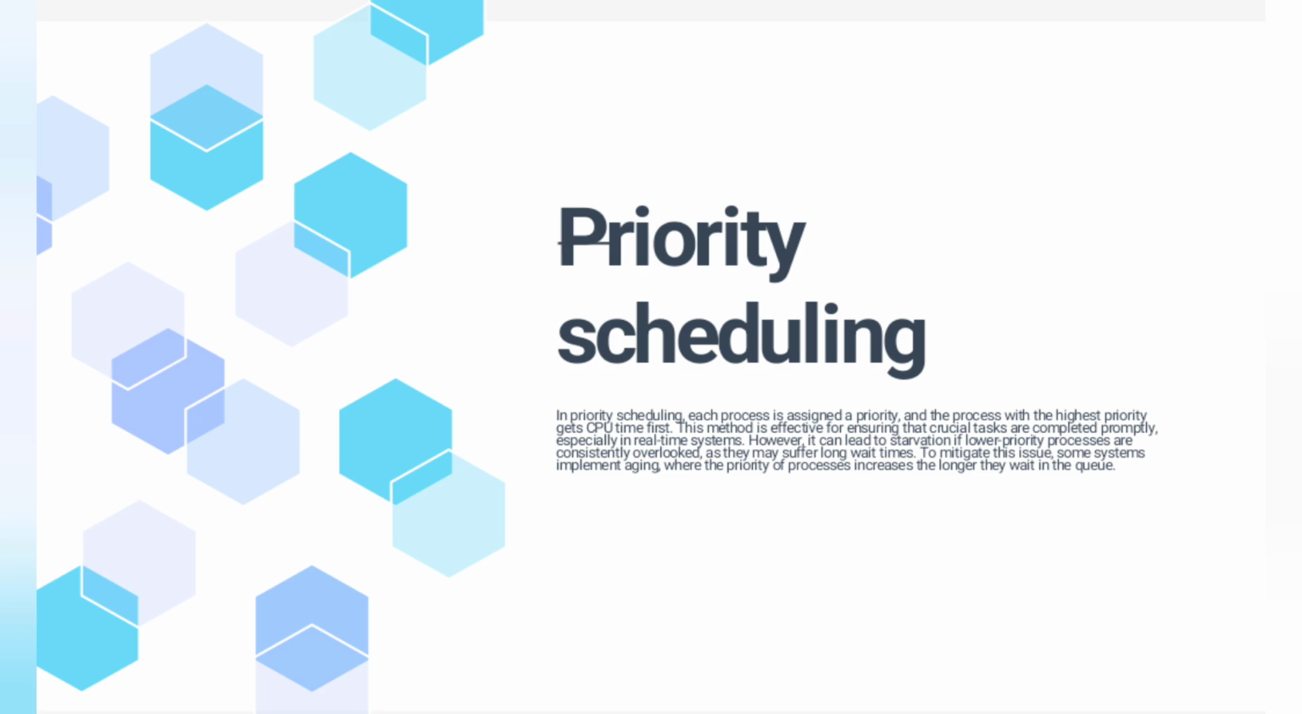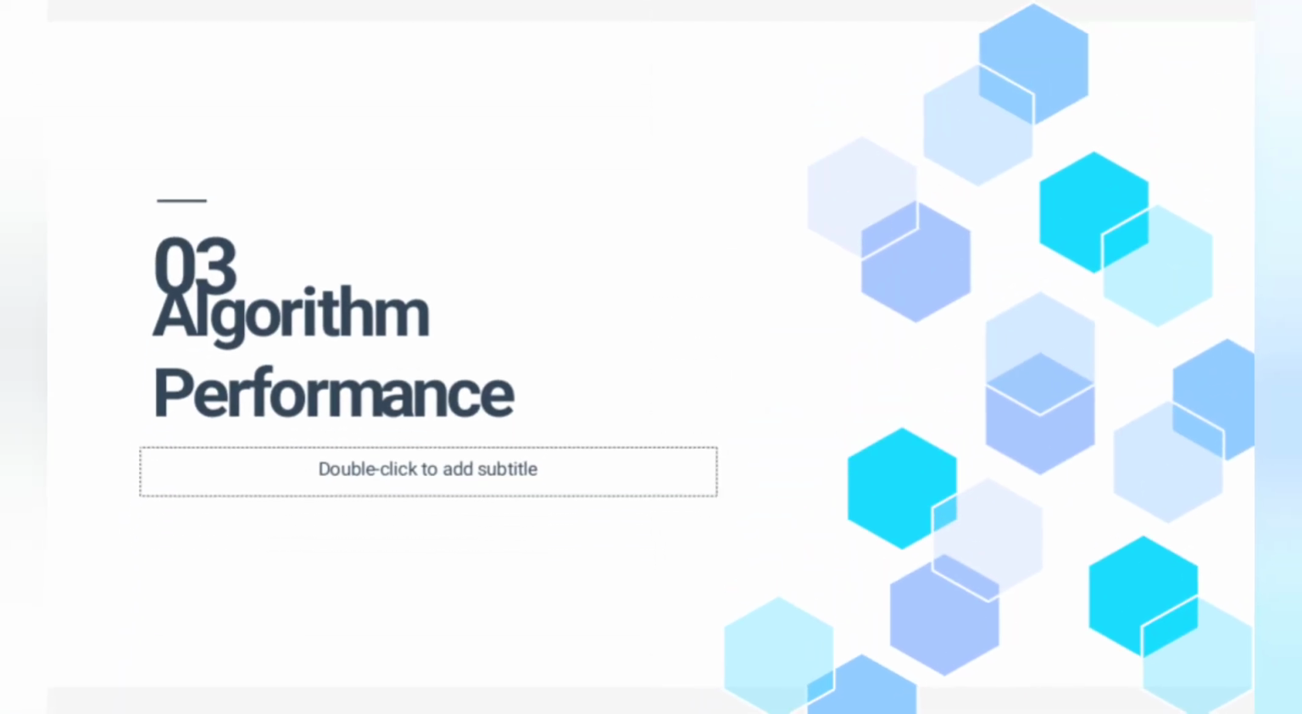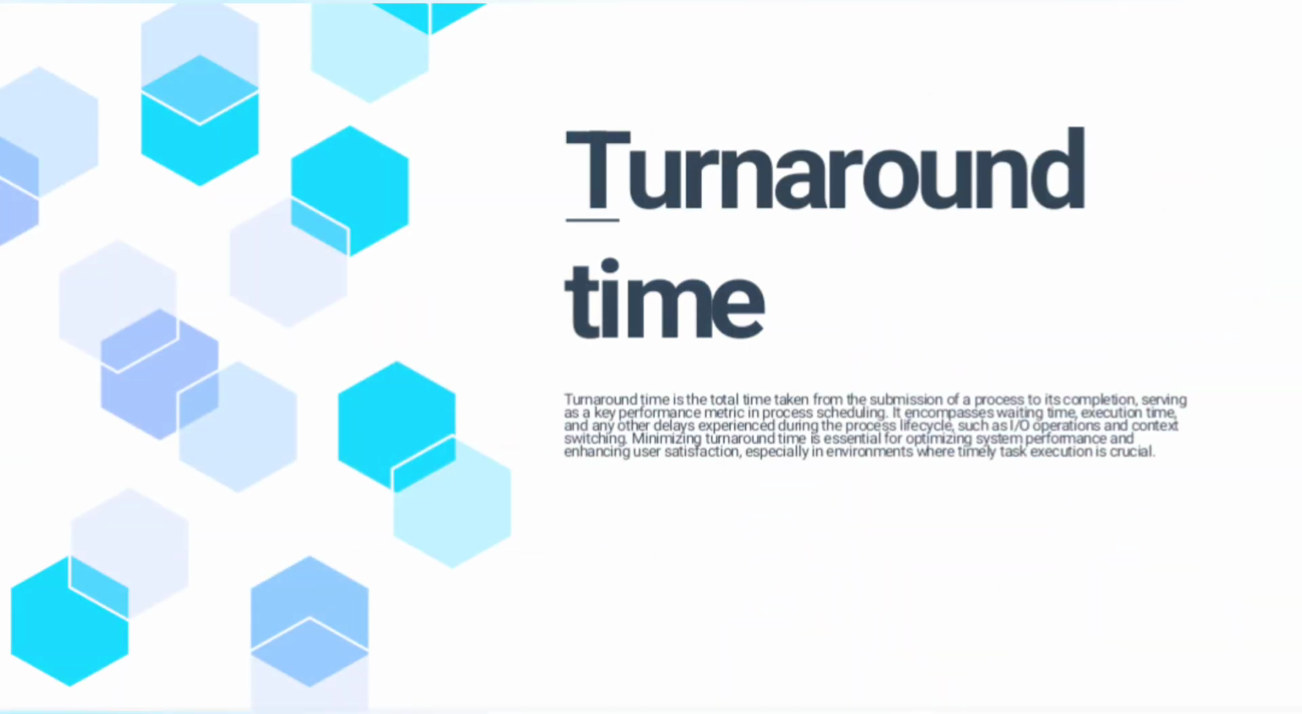And the second one is priority scheduling. In priority scheduling, each process is assigned a priority, and the process with the highest priority gets the CPU first. This method is effective for ensuring that critical tasks are completed properly, especially in real-time systems. However, it can lead to starvation if lower priority processes are consistently overlooked, as they may suffer long wait times. To mitigate this, some systems use aging, where the priority of a process increases the longer it waits in the queue.